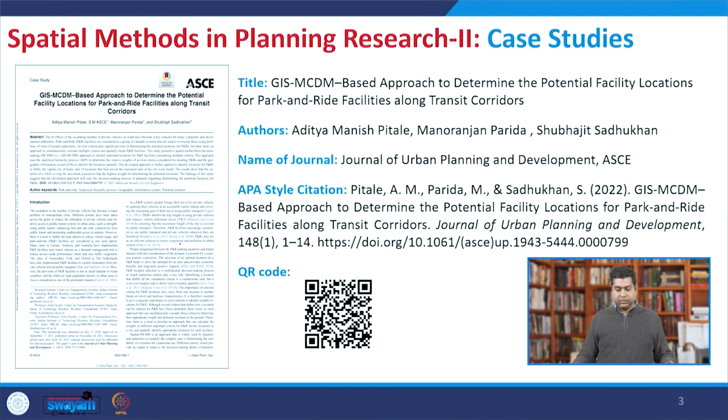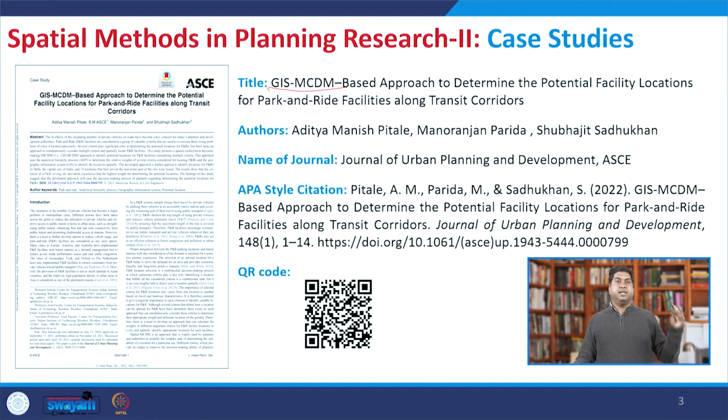So, here is the paper. The title of the paper is GIS MCDM based approach to determine the potential facility locations for park and ride facilities along transit corridors. Here, GIS MCDM based, again we have applied a mixed method, which I explained in our mixed method lecture: depending on the research questions and need, we may require both qualitative and quantitative approaches.